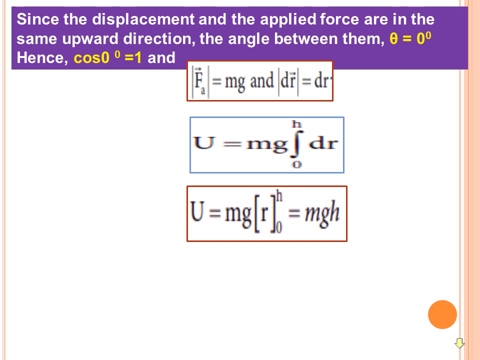Like this. If the object is allowed to fall from a height h, then the stored potential energy is converted into kinetic energy, and that kinetic energy will do some impact on the floor.